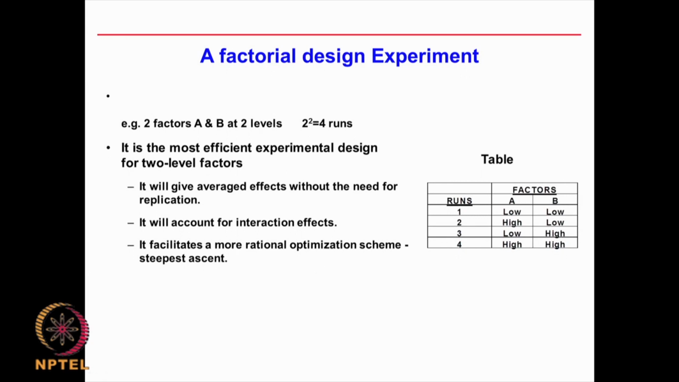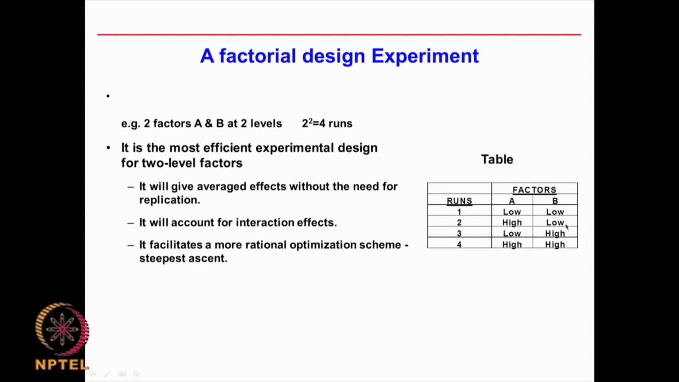Ultimately, I want to optimize my process. Now let us look at 2 factors, A and B, at 2 levels. So, 4 experiments. How do I do the 4 experiments? I will keep A at low, B at low, then I will change A to high, B at low, then I will change A at low, B at high, then A at high, B at high. So, I have done 4 experiments, and both the factors have been looked at low level and high level.